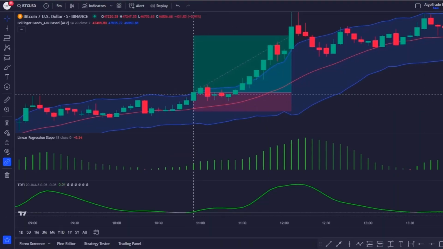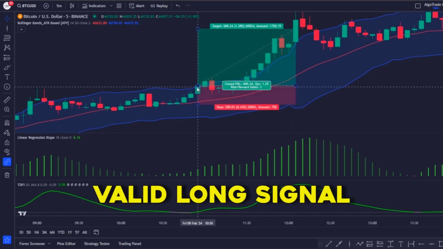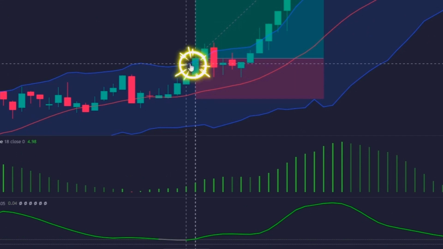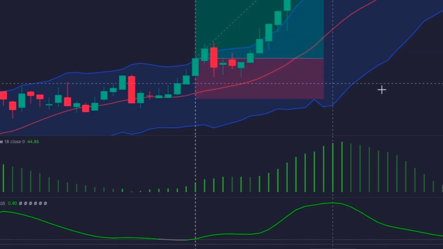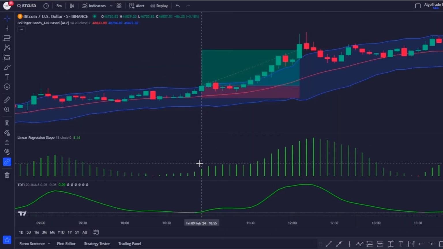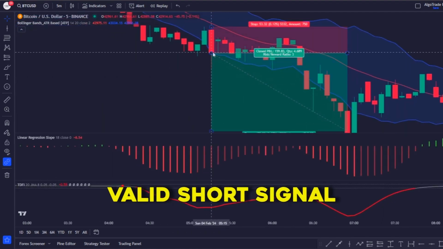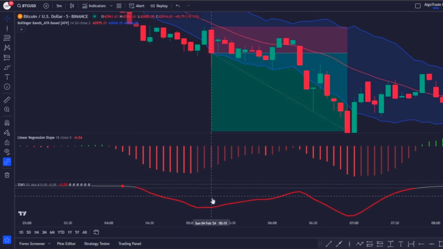And so, when putting all the rules together for a valid long signal from this strategy, firstly the price has to cross and close above the upper band of the Bollinger Bands, and then you take that position if the linear regression indicator bar is above the zero level, and also if the trend direction force index line is green, and the opposite is true for a valid short signal, as you can see in this example.